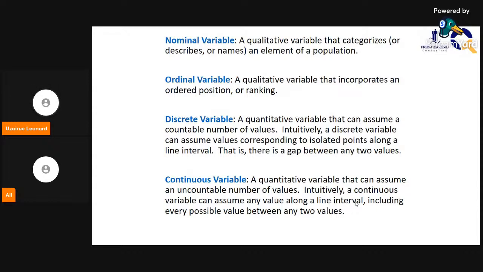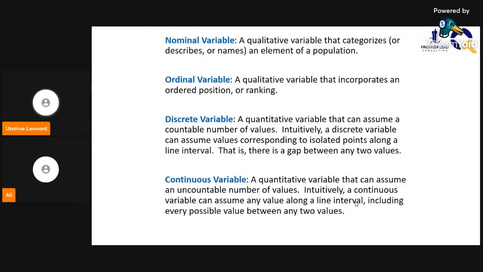Then when we talk about a discrete variable, a discrete variable is a quantitative variable that can assume a countable number of values. What we are saying invariably is that a discrete variable can assume a value corresponding to isolated points along a line interval. So there is a gap between any two points. Between 1 to 2, there is a gap. 2 to 4, there is a gap. 4 to 6, there is a gap, and so on.